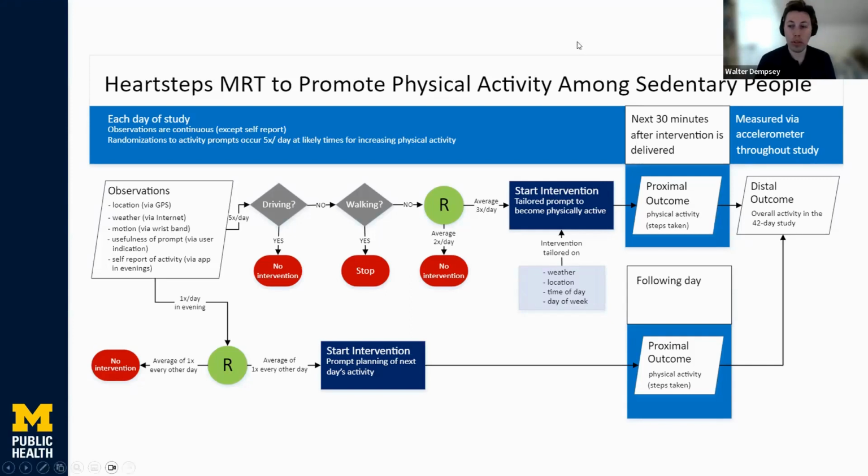So I'm going to walk you through this diagram just in the context of HeartSteps. In HeartSteps, remember, the distal goal was to improve physical activity in the 42 days. The proximal goal was to improve your physical activity. The way it worked, and I'm going to focus primarily on this first pathway, was we had observations coming in on the individual. Those observations were things like location, weather, motion, as well as some EMA responses that we got throughout the day.